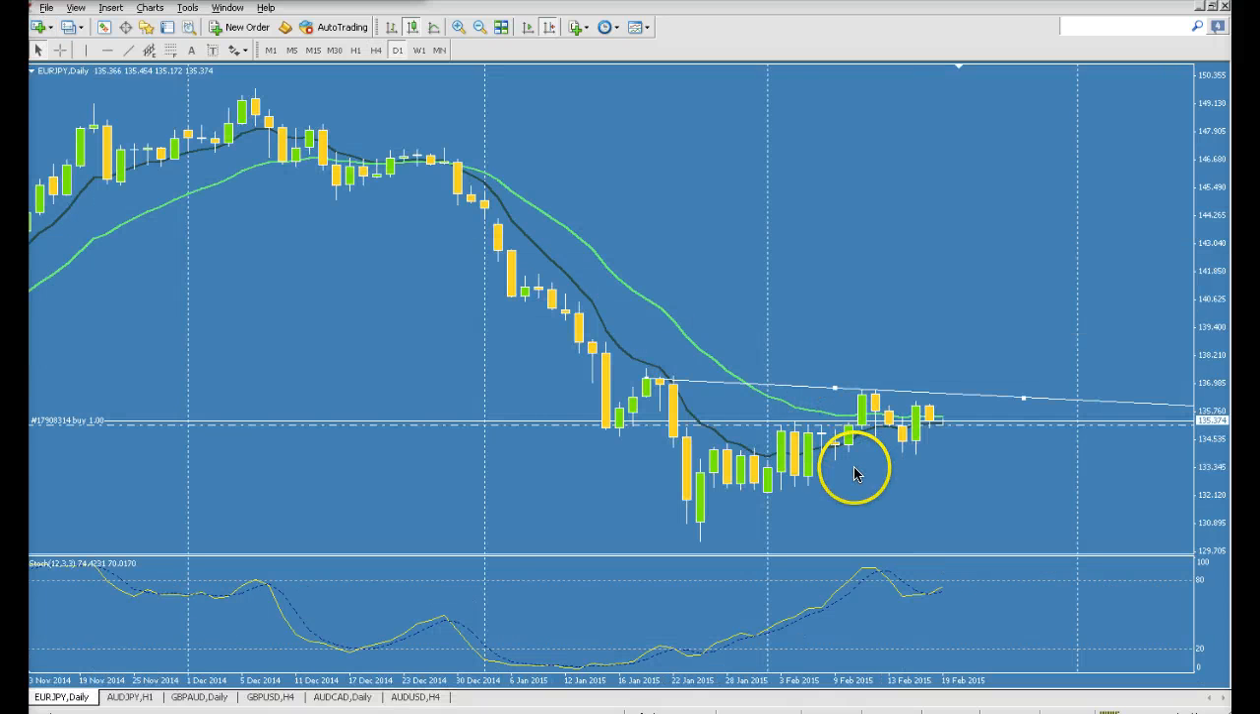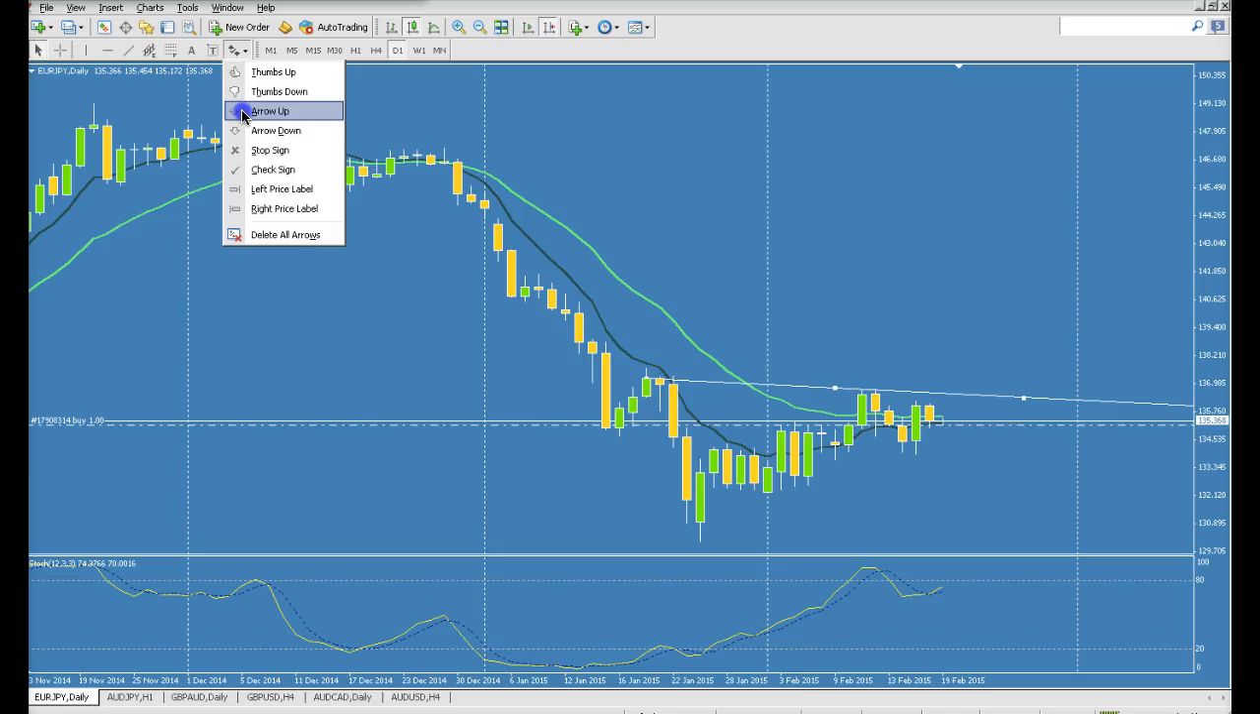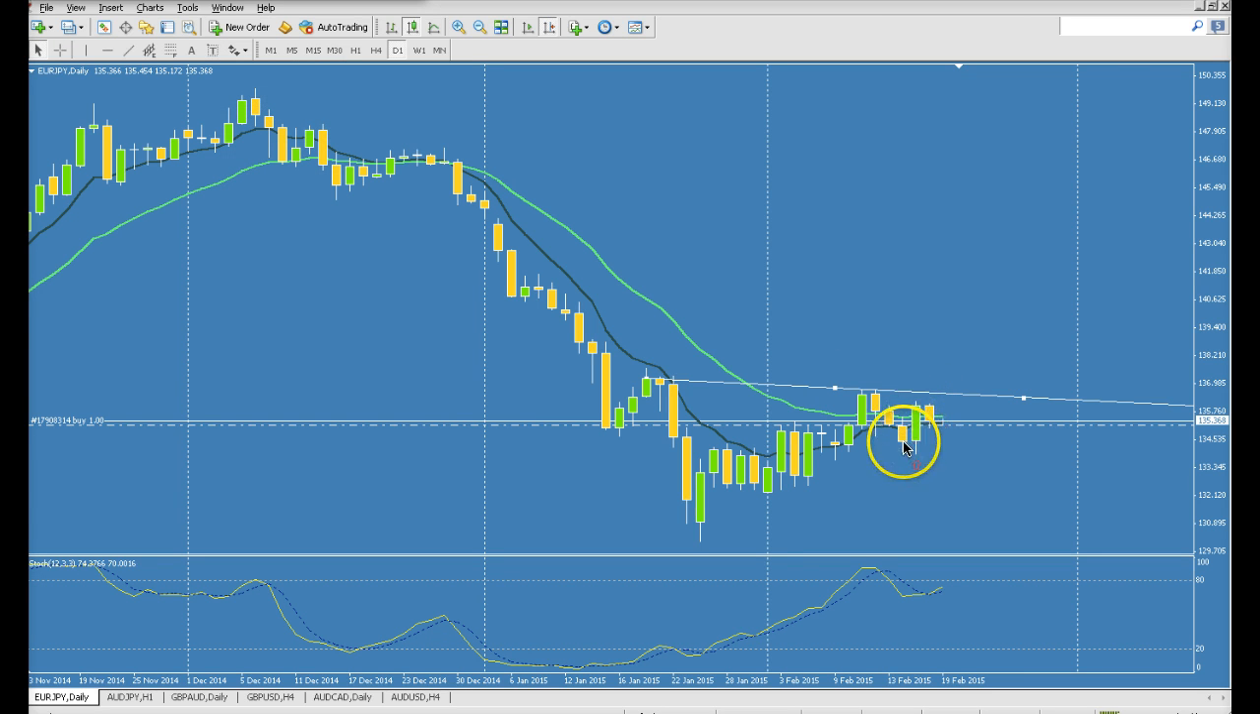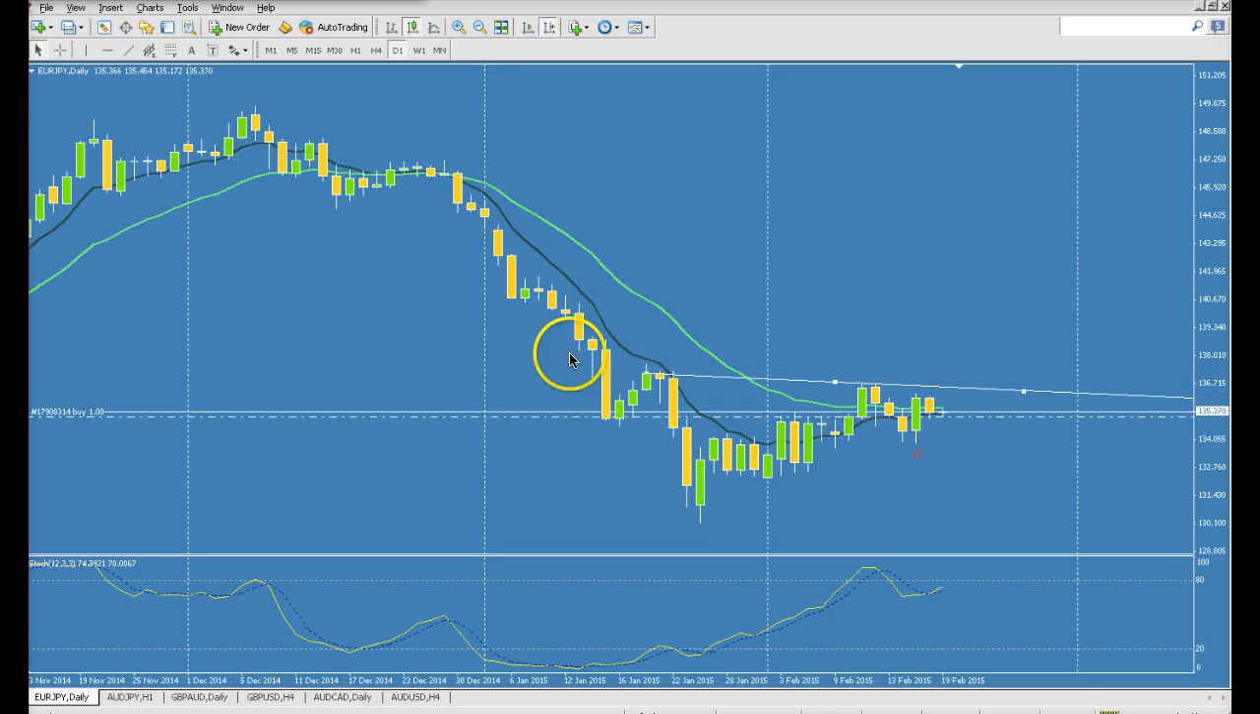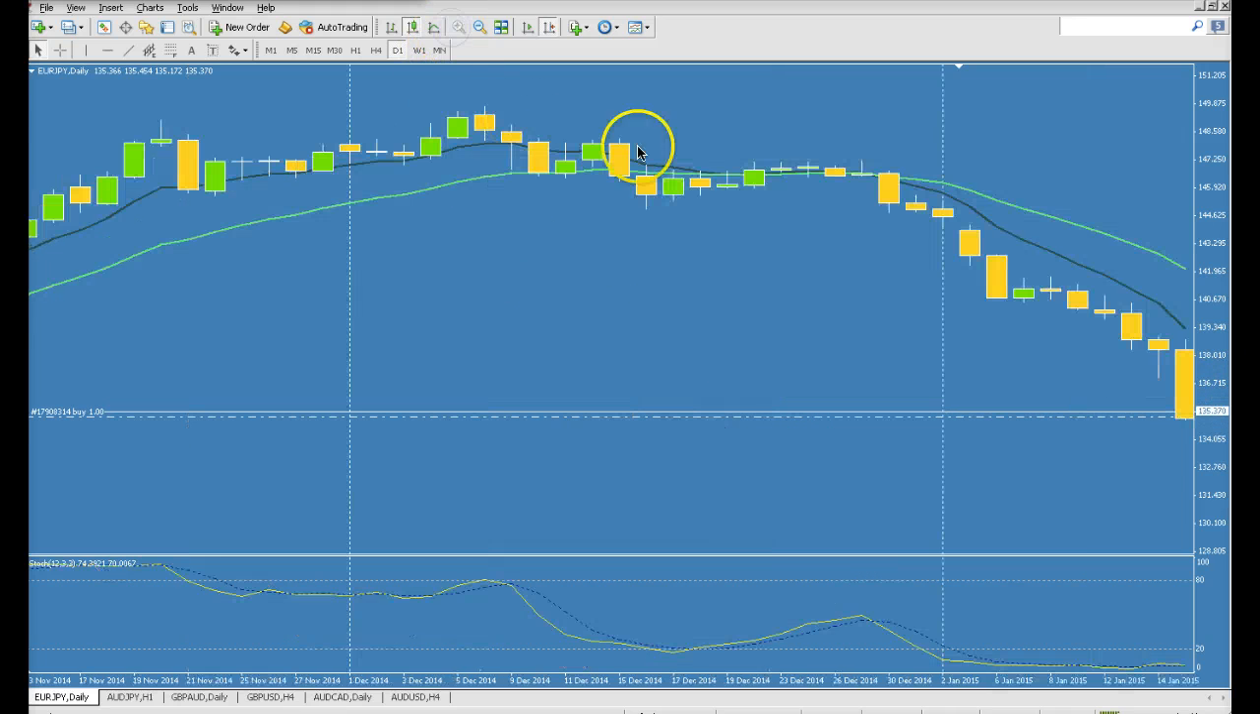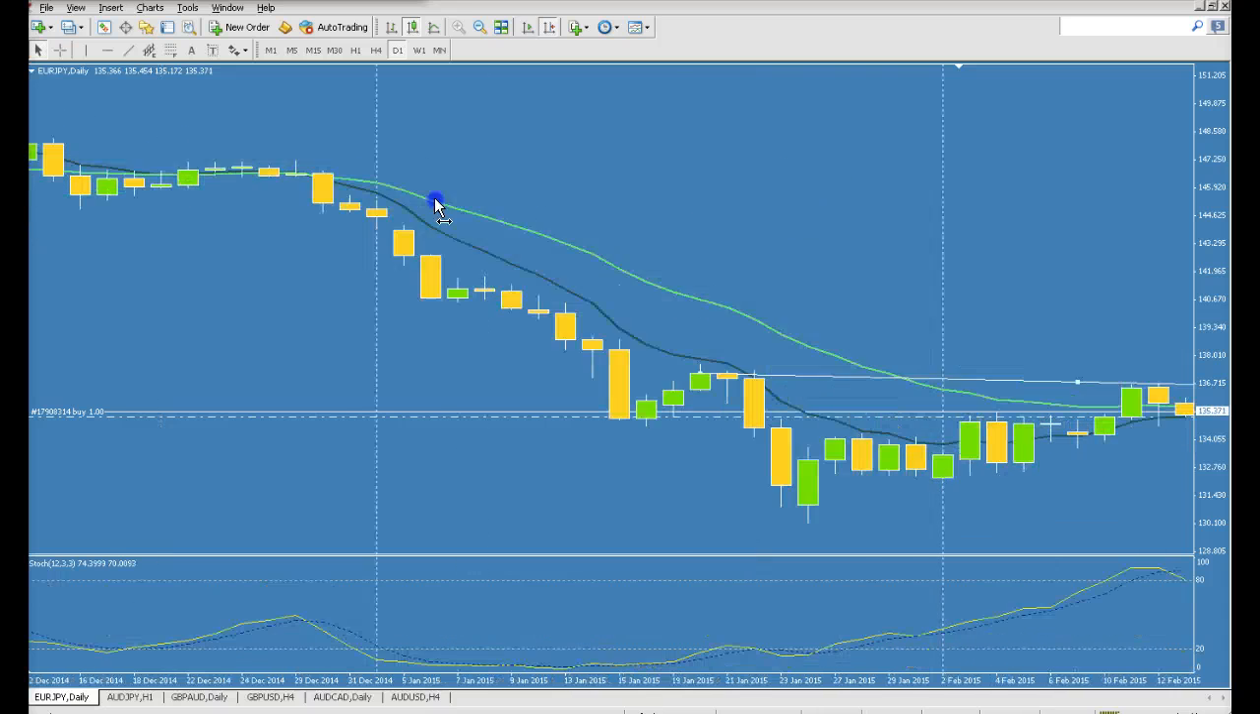Here is a trade on the Euro Yen on a daily chart. This candle here is a bullish engulfing candle because it covers 2 candles, and we could not take this trade. I mean, I actually jumped the gun and I got stopped out, and I should have known better, but let me just make this a little bigger.